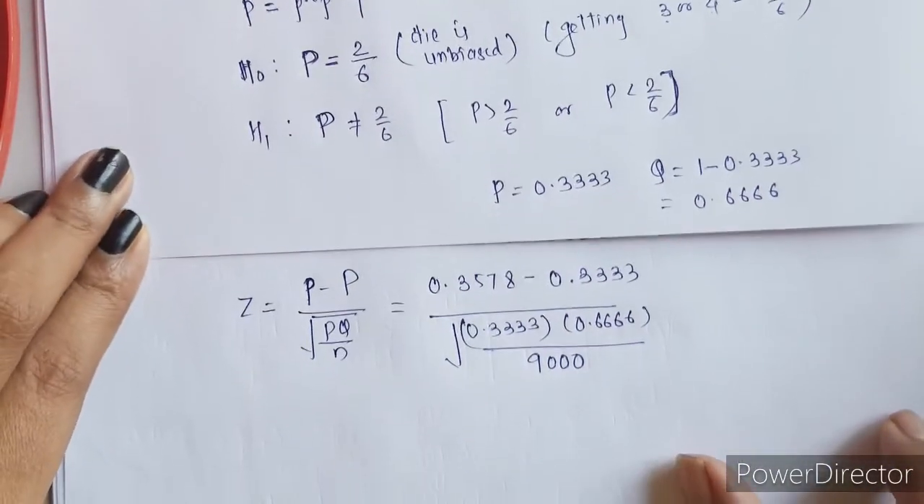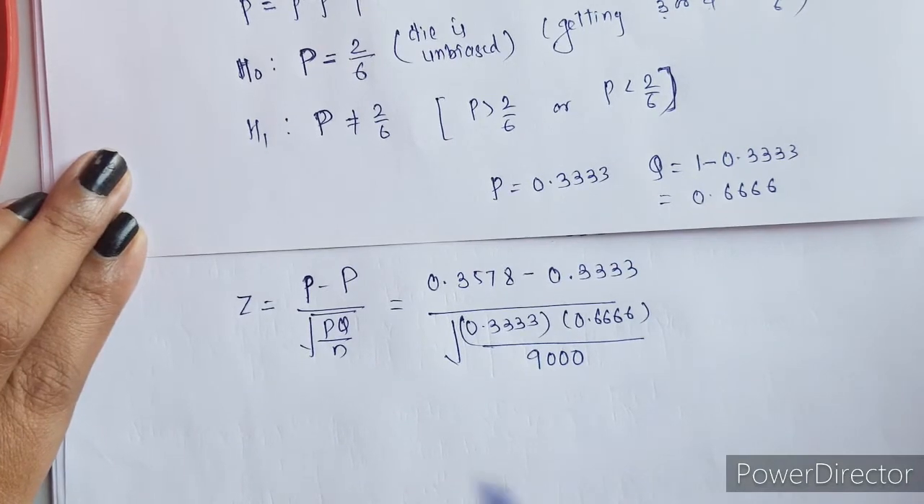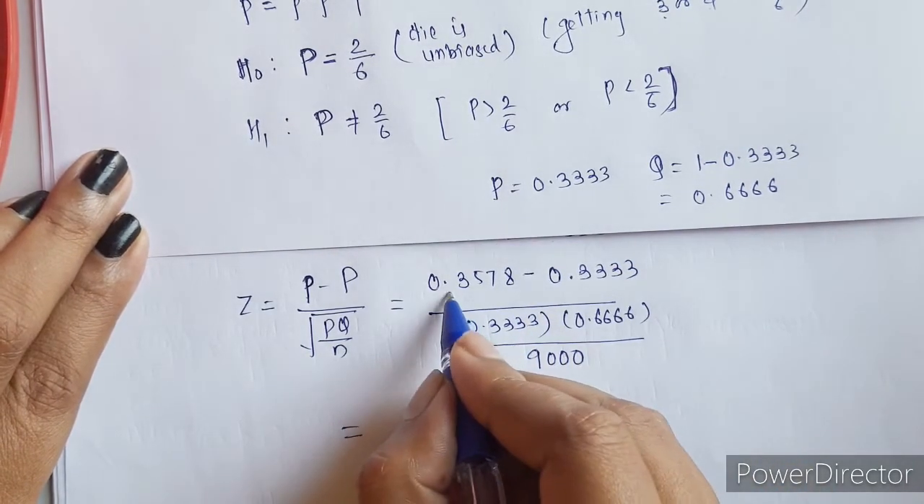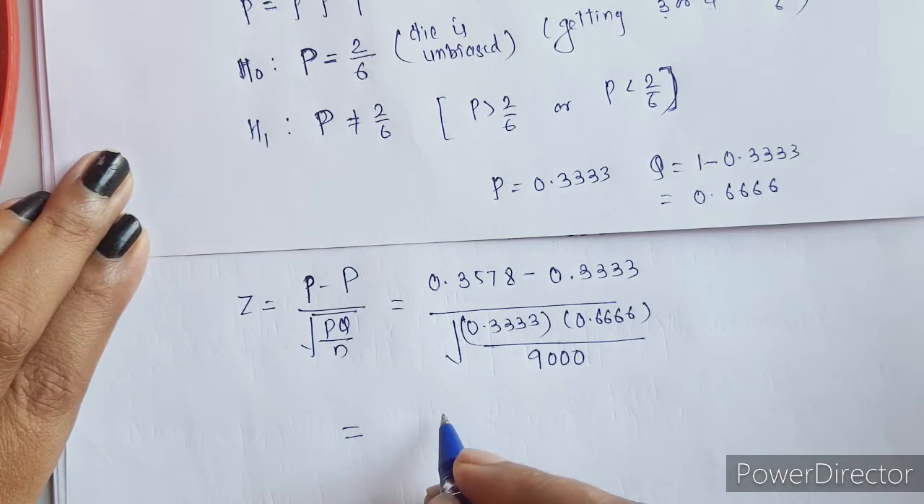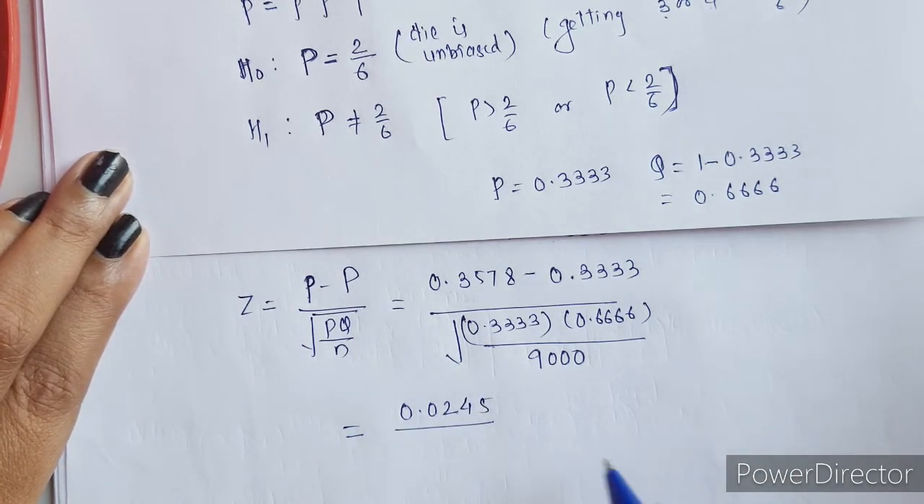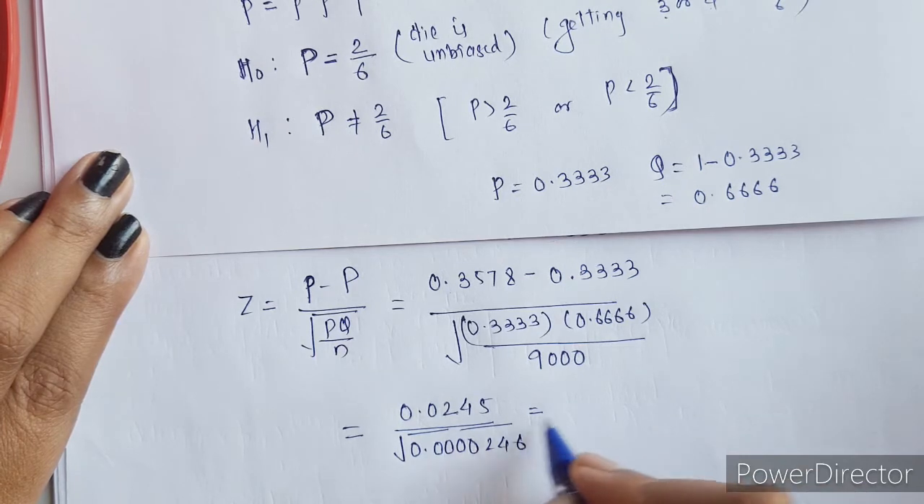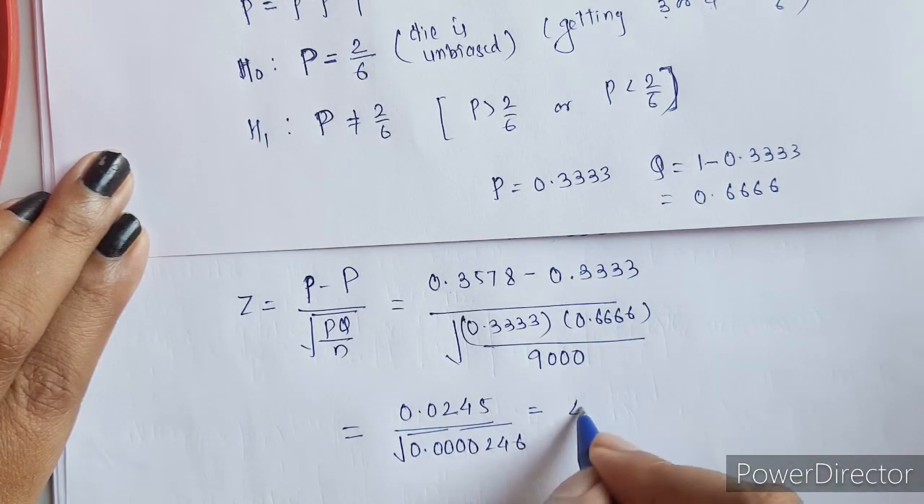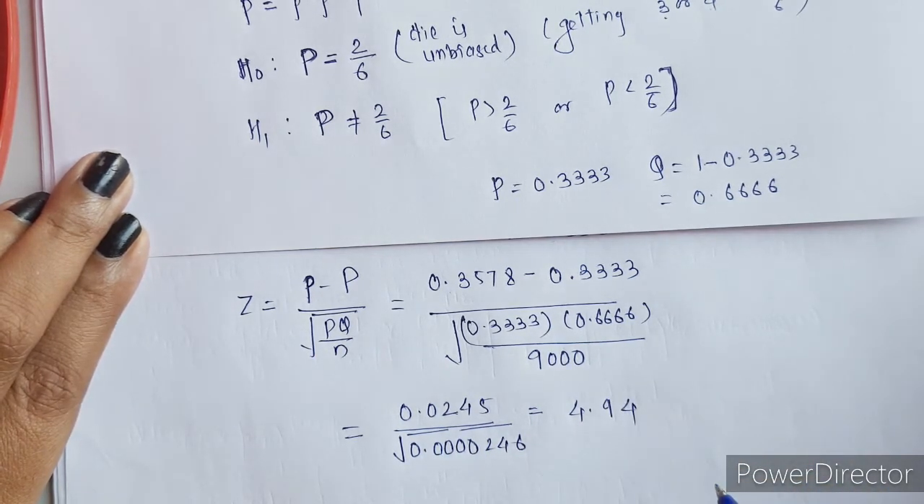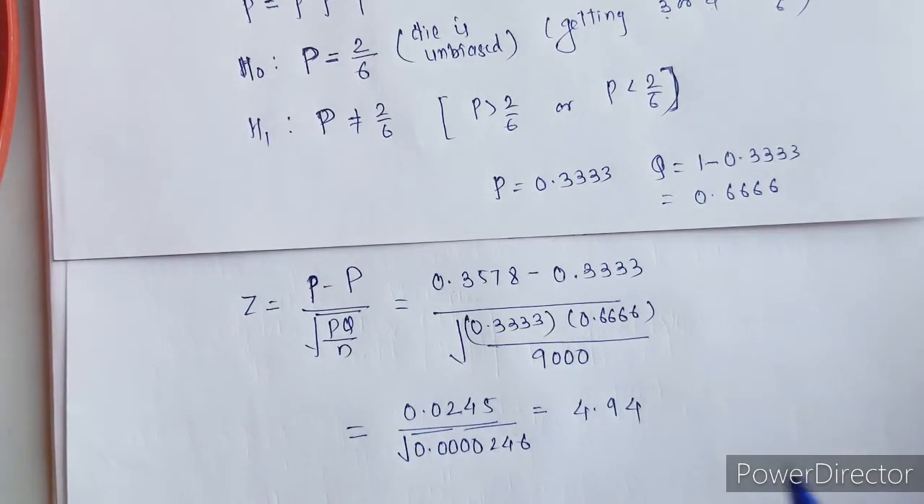Now we just have to simplify this. Now 0.3578 minus 0.3333 is nothing but 0.0245, and this will be root of 0.0000246. After taking root and after division, what we will get is 4.94. Now in this case, level of significance or level of confidence is not given.